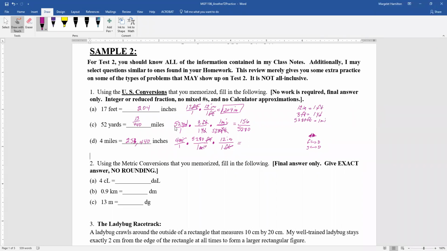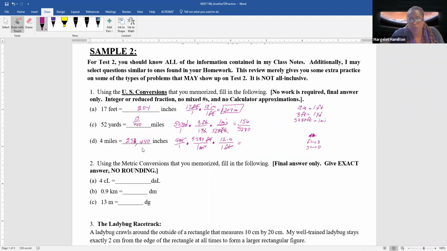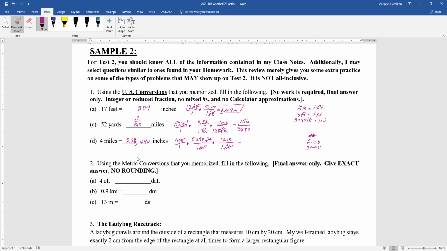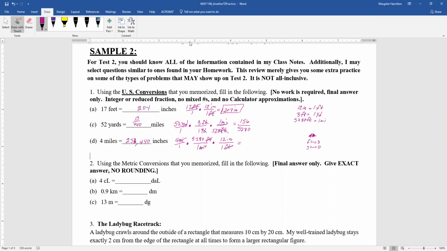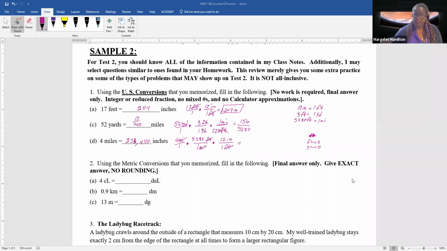Yep. Okay. Now, remember, think about what you're doing. If you're going from miles to inches, your answer can't be 7, right? It can't be 20, right? You should have a fairly nice sized number because you're going from miles to inches, and you should have a lot of inches in miles. You should have a lot of feet in miles. Is everybody okay? Think about it logically, and that's going to be your self-check for your answer.